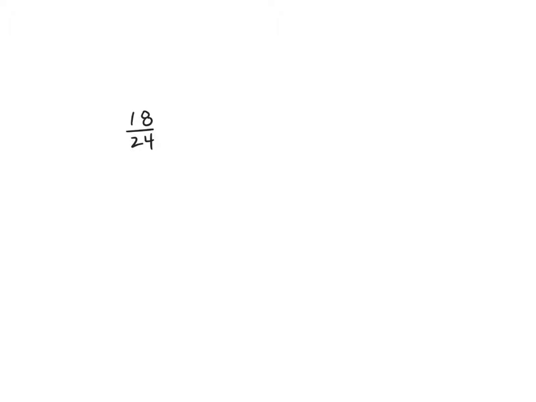Let's put another fraction in lowest terms. Here I have 18/24. So once again, I'm trying to think, what can I divide both 18 and 24 by, or what is a common factor? Once again, I'm looking at the divisibility rule of 2. I know that I can divide both of these numbers by 2 because they're both even. So I'm going to start by dividing both of these by 2. 18 divided by 2 gives me 9. 24 divided by 2 gives me 12.